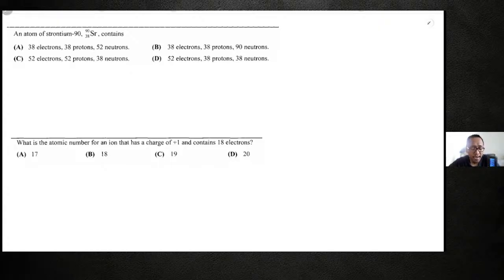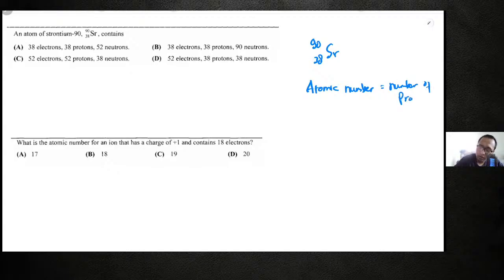An atom of strontium, Sr-90, atomic number 38, contains what? We want to review the concept. Remember the concept of atomic number: the atomic number is the number of proton.